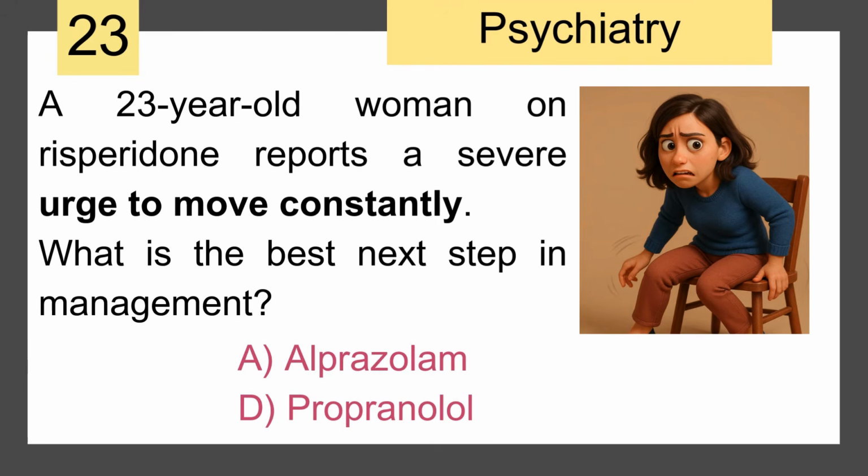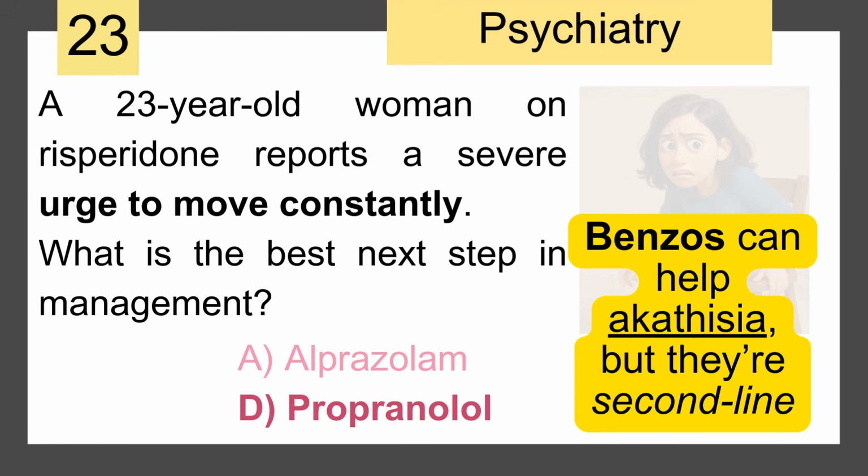23. Here I have a 23-year-old woman. This age I purposely put here. She has a severe urge to move constantly. This is best managed with propranolol, because this is akathisia. Akathisia is treated with propranolol. Now, benzos can help in akathisia, but they're second line. Normally, we give propranolol for akathisia.